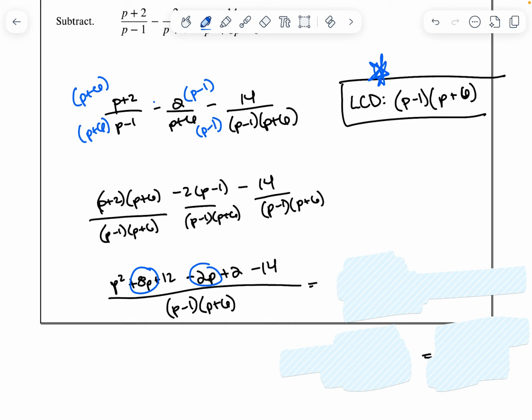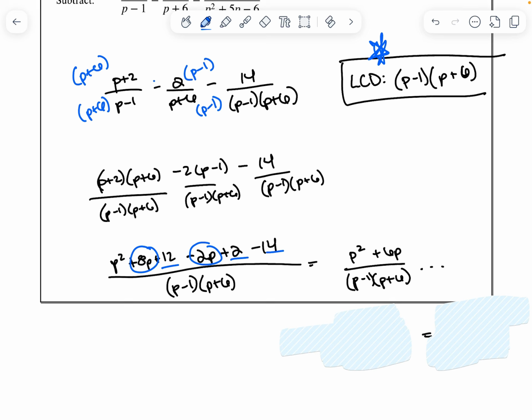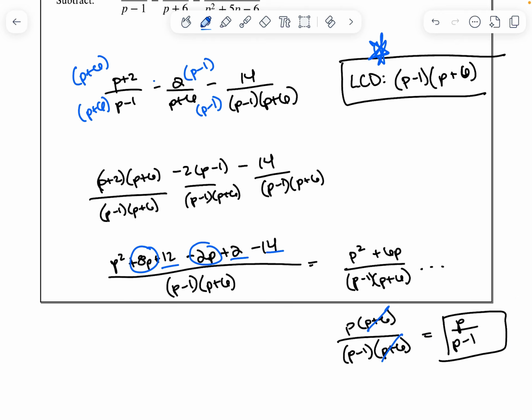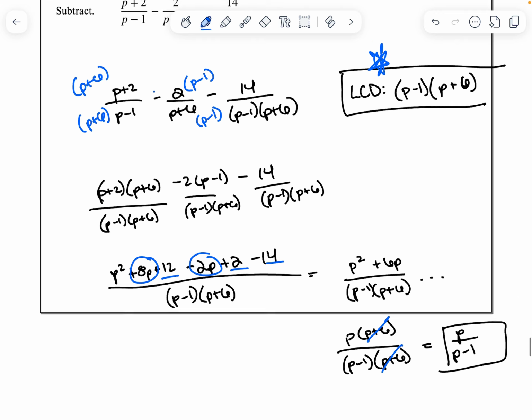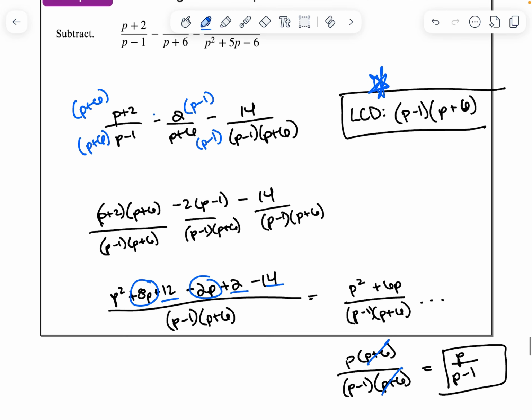We have a lot of like terms here that we can combine. Notice on the top, remember step 5 is to simplify. The top looks like it can factor into p times p plus 6. And now there's a p plus 6 top and bottom. So all we're left with is p over p minus 1. That's the toughest one we've done so far.